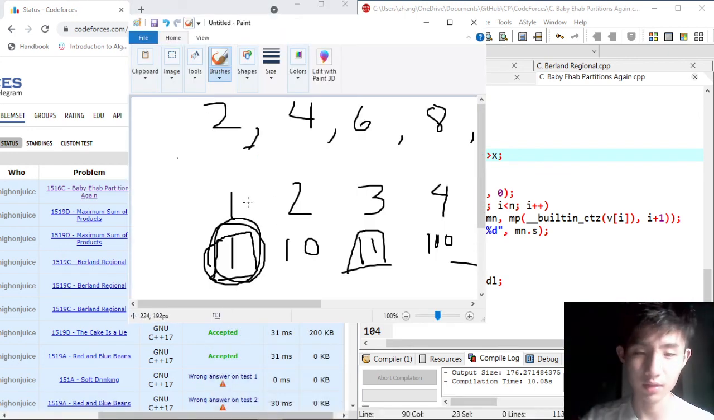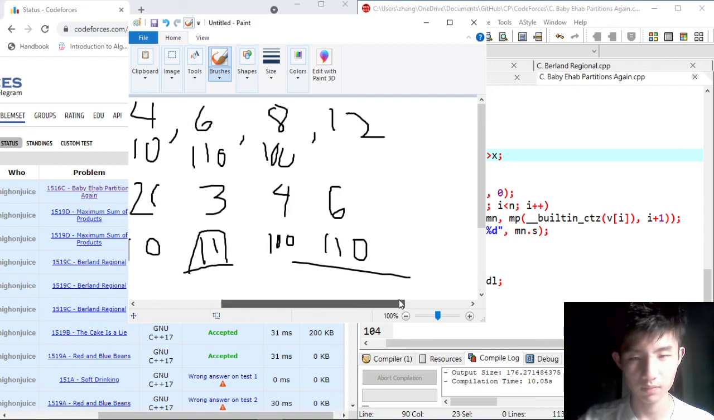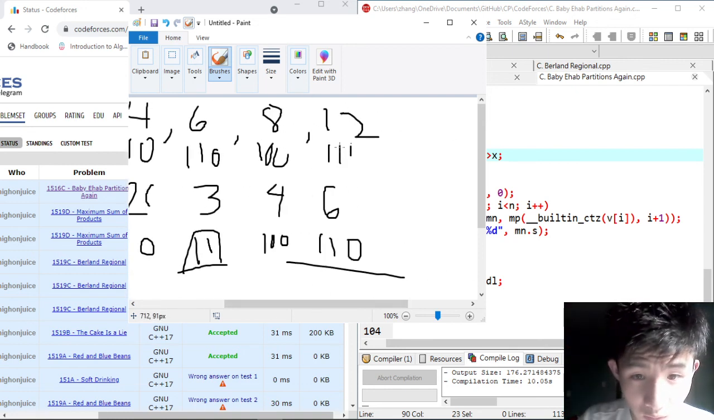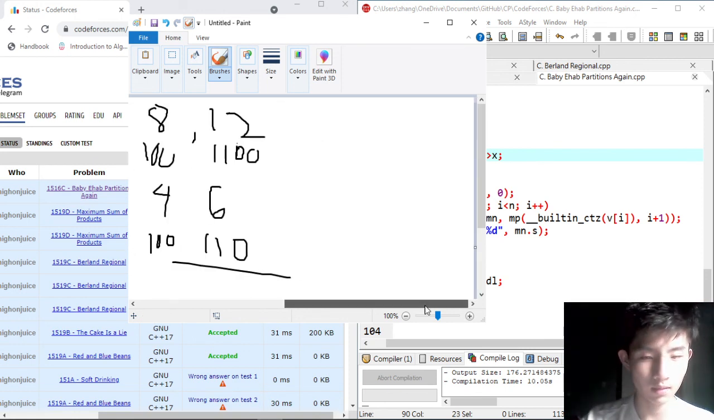Oh yeah, the reason why it's bits is because like this 18, 8 4 2 1. Yeah, so it clearly gives us 2 because that has the lowest amount of bits. So yeah, that is the solution.